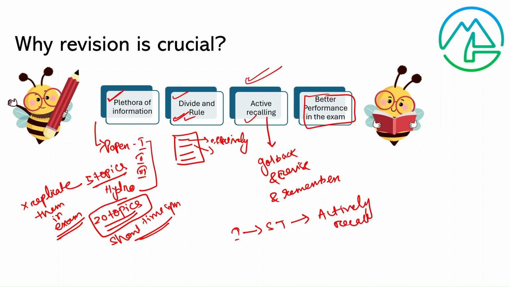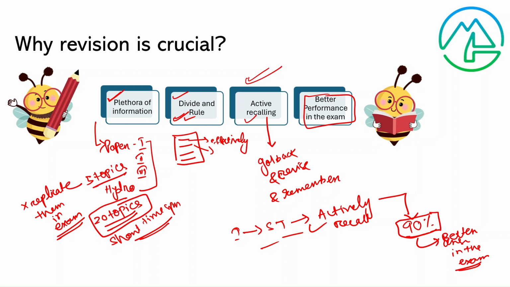right? And if you can follow all these steps, there is a 90% chance that you are going to write better answers in the exam, right? 100% मैं नहीं बोल रहा हूँ because there is always some variability. So 90% chances are there that you are going to write very good answers in your exam because you are doing the revision part in a very standardized format, right?